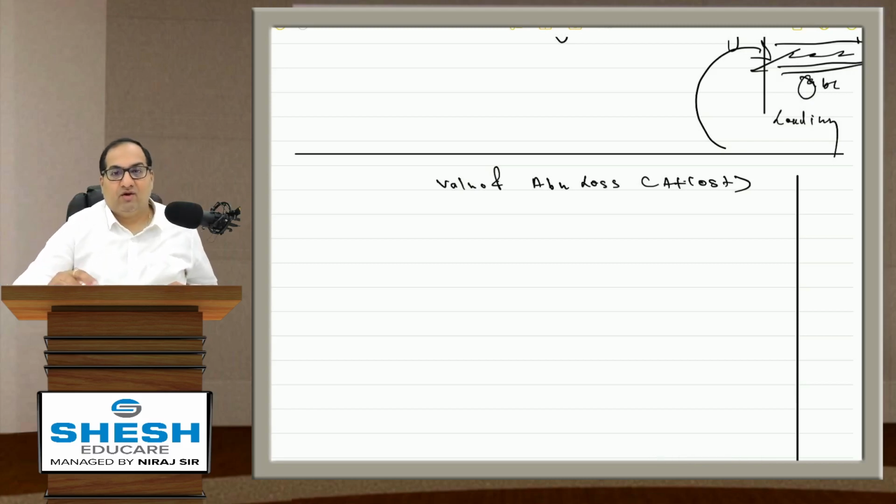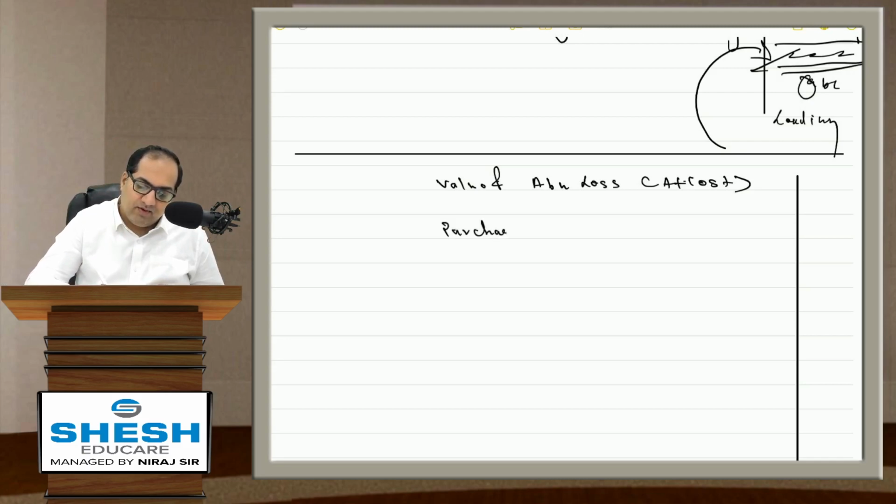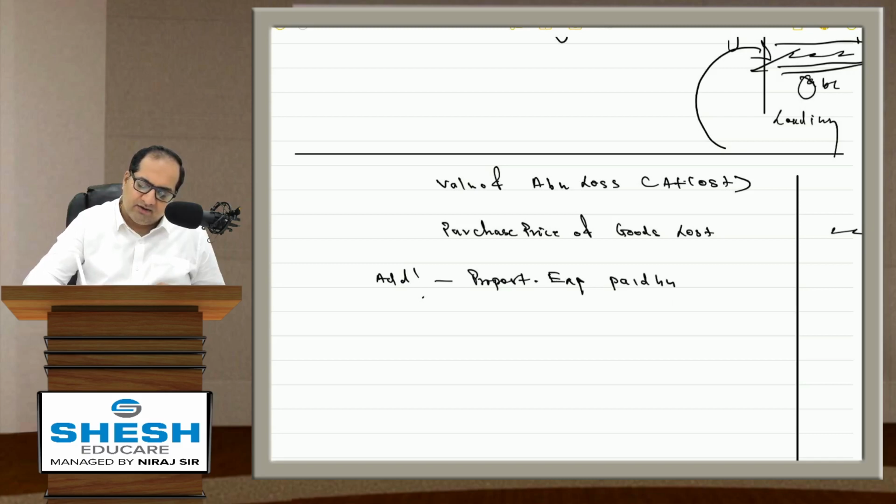In abnormal loss, whether goods are dispatched at invoice price or at cost price, we will always record it at cost because we are recording our loss. Our loss cannot be recorded at invoice price, that is at a profit. So we will always start with purchase price of goods lost. Add proportionate expenses paid by consignor.